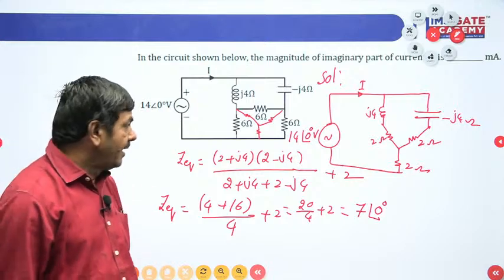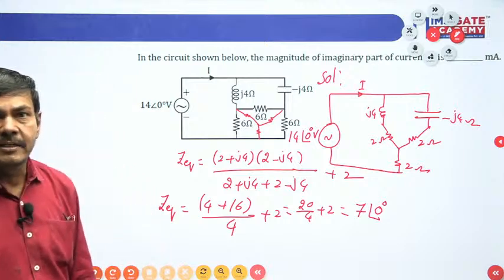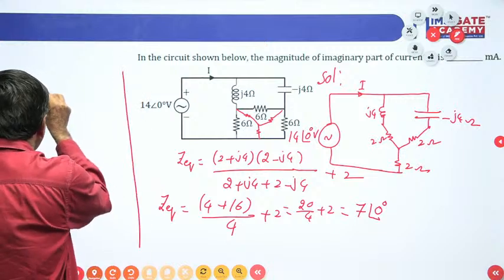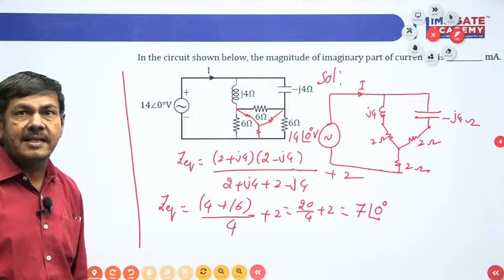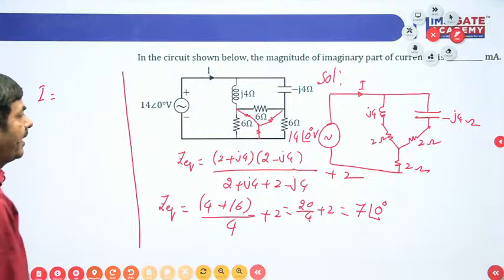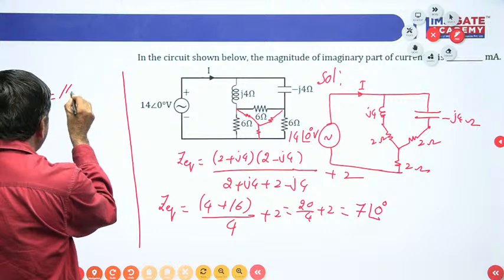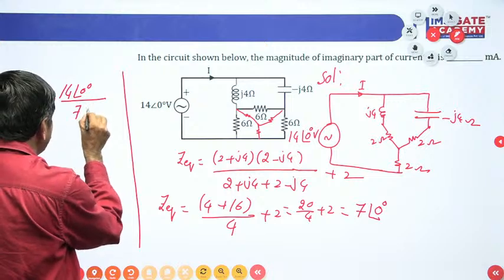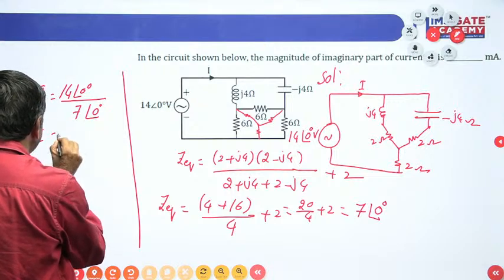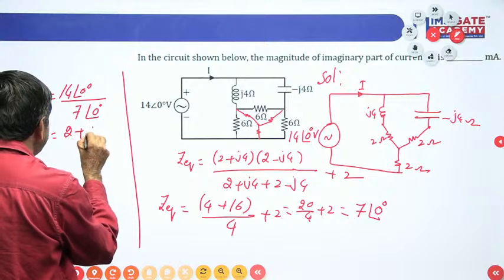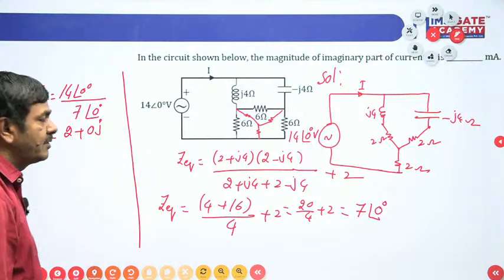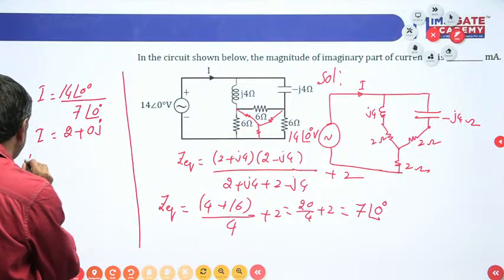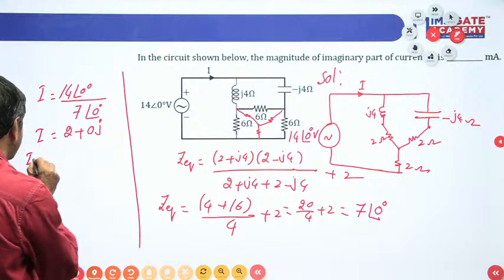Now I can determine the required value of the current. How can I find current I? The current I is calculated by the voltage of 14 at an angle of 0 divided by the total impedance, which I got as 7 at an angle of 0. And finally I am getting I equal to 2 plus 0j in complex form. And we are getting the imaginary part of I. The imaginary part of I is nothing but 0, 0 milliamperes.